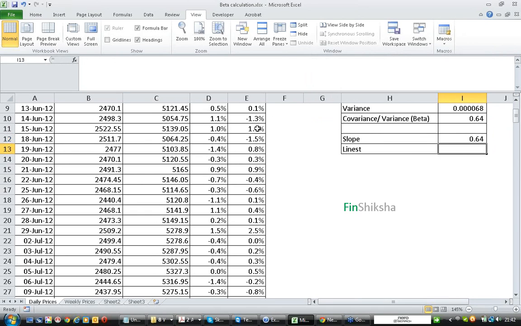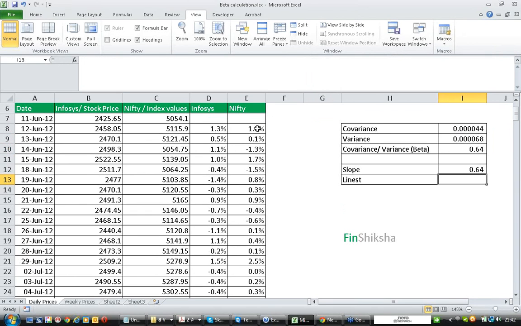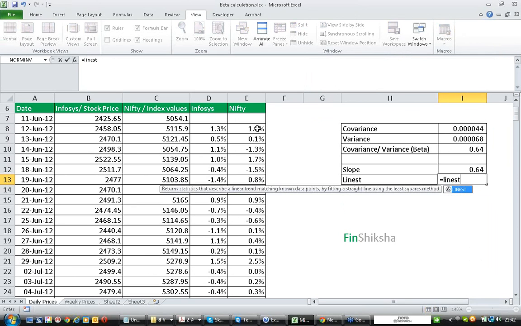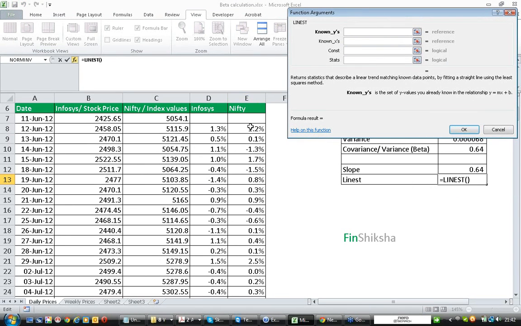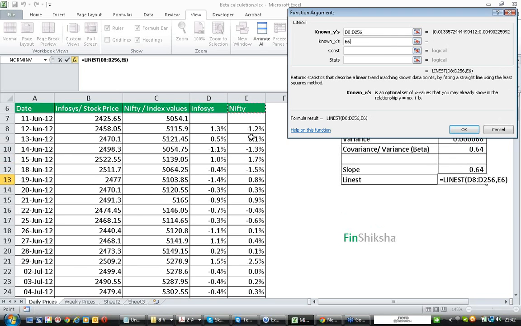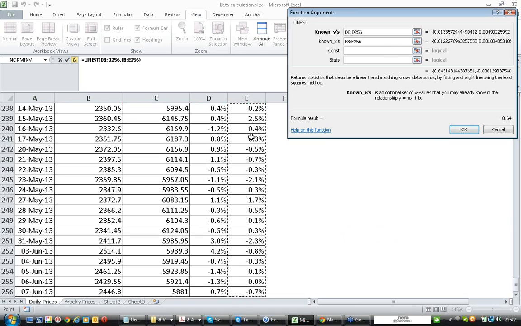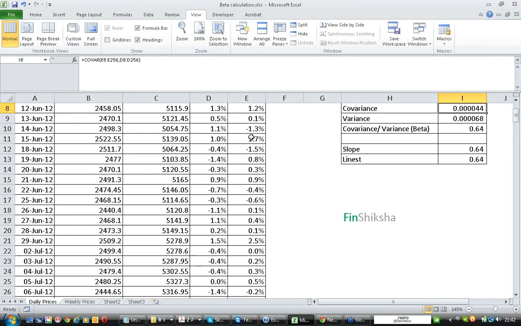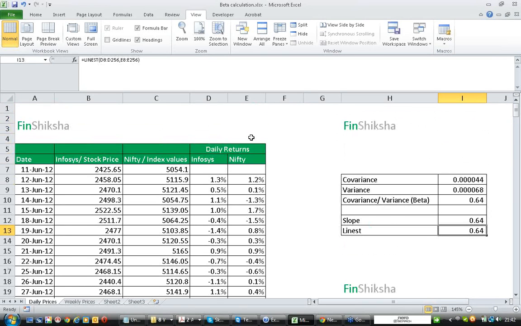And the answer will be same. There are various ways of calculating it. There is one more way, which is called LINEST function. Again, this is nothing but straight line's equation. So the known y's are the stock's return and known x's are the market return. You can leave the other arguments empty. So now you get 0.64 as the beta. So beta can be calculated in any of these three ways in Excel.